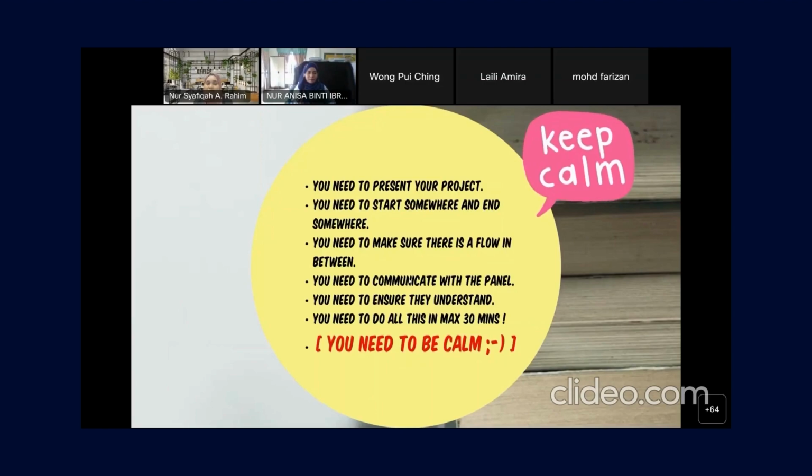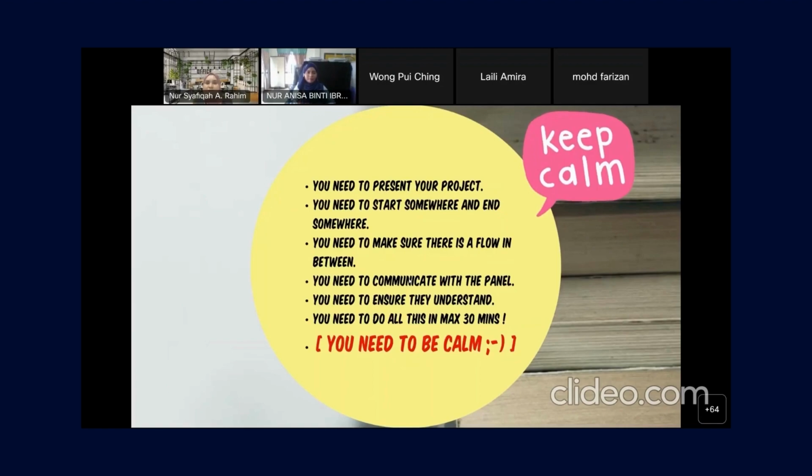And you have to remember, you need to start somewhere and end somewhere, because this is your last battle. Remember that I always put this in my mind: this is the time for me to finish my thesis. This is the time for me to share my findings from 5 to 6 years of my journey, all right.